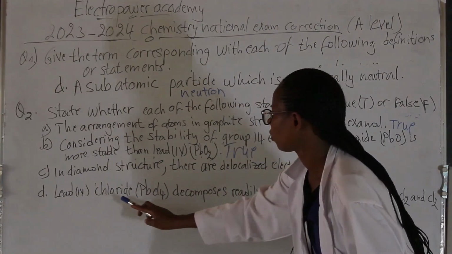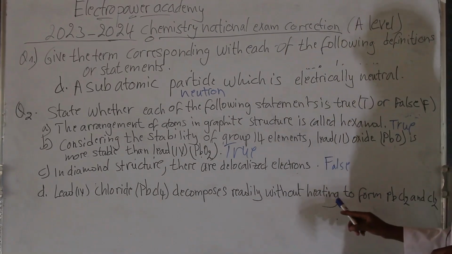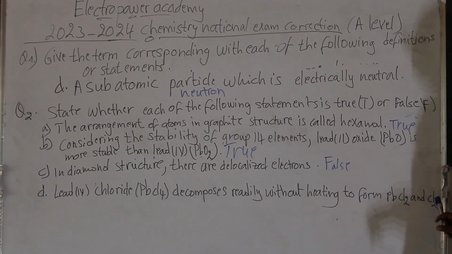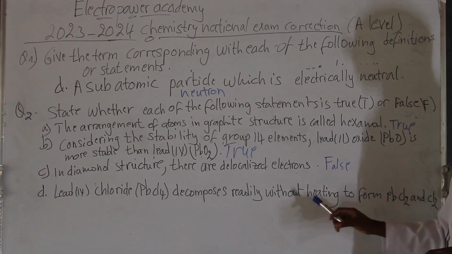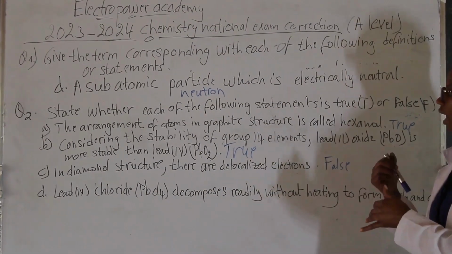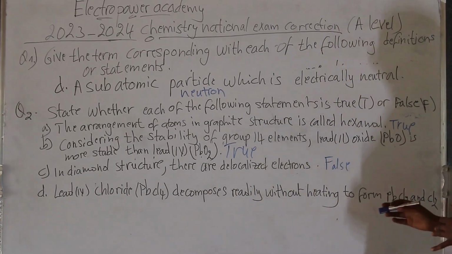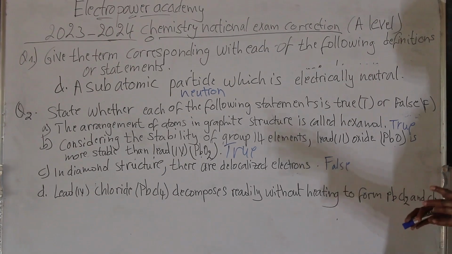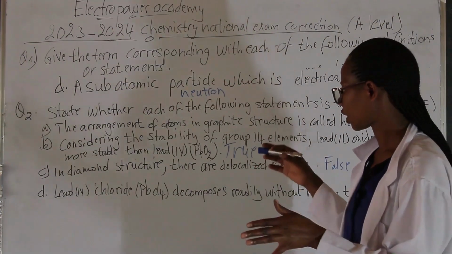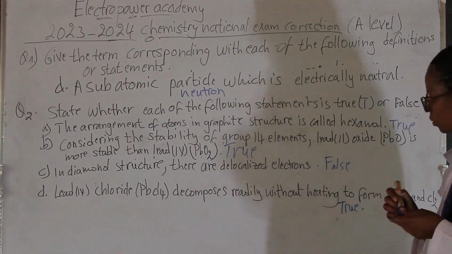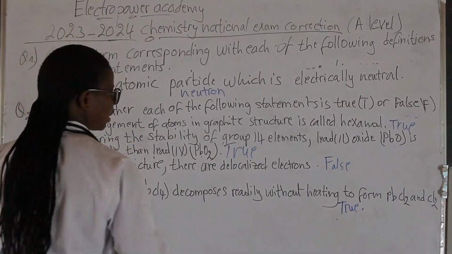Number D, lead 4 chloride decomposes without heating to form lead 2 chloride and chlorine gas. This is true. Remember, this lead 4 chloride can decompose easily to give lead 2 chloride and chlorine gas, depending on its ionization energy. This is also true. Let's move to the next question.